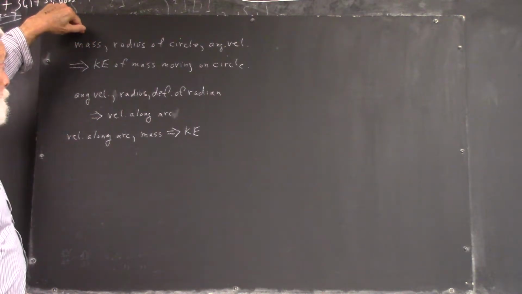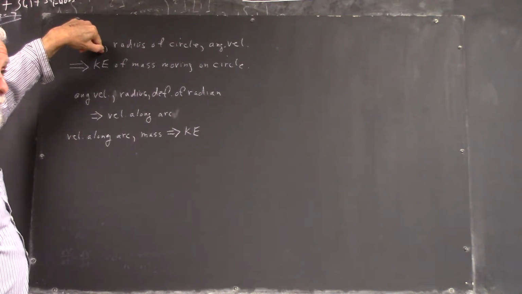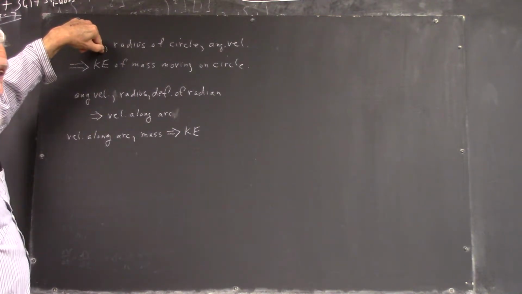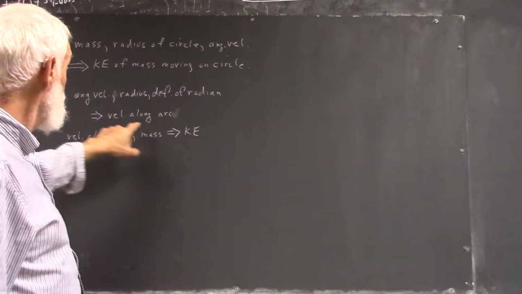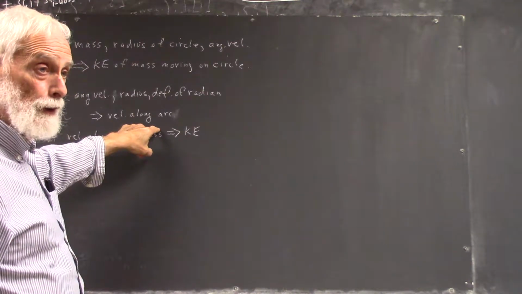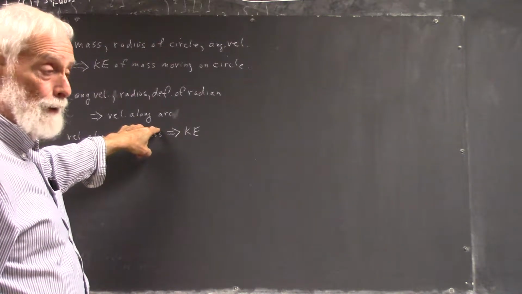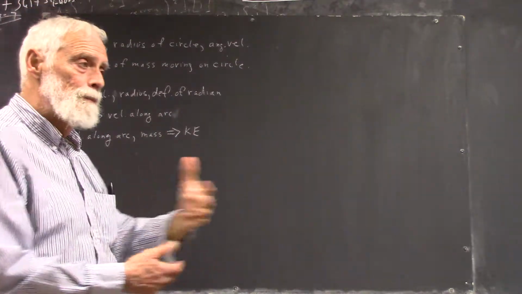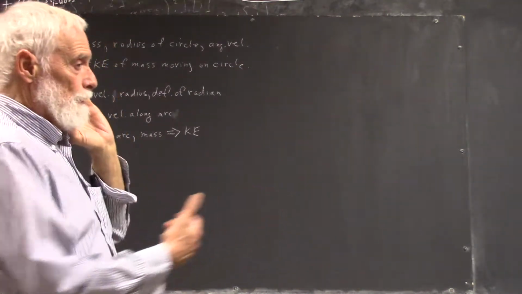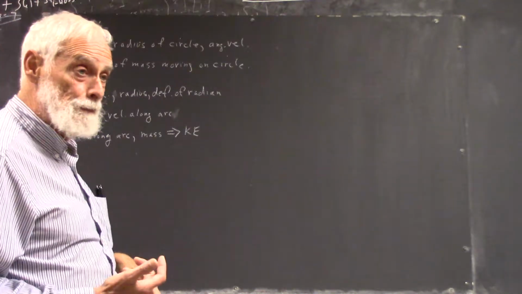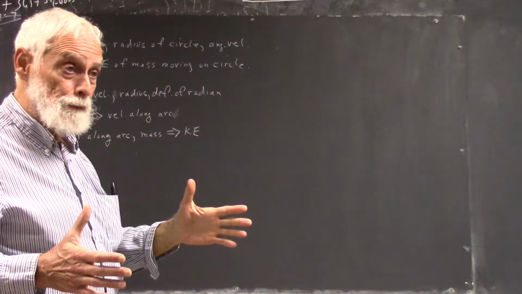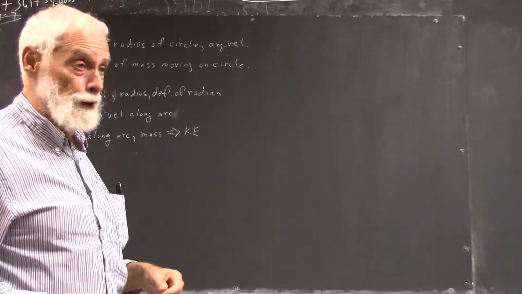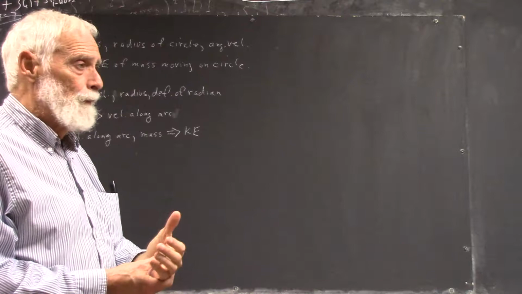Moment of inertia allows us to talk about the dynamics of rotating objects, extended massive objects. From this information we can easily figure out the kinetic energy if we know what we're supposed to know, because the angular velocity, the radius, and the definition of a radian allow us to easily work out the velocity along the arc. In the example we had here, we estimated the thing was rotating at 1.5 radians per second, with a radius of 30 centimeters.